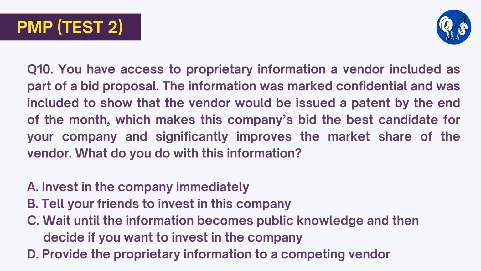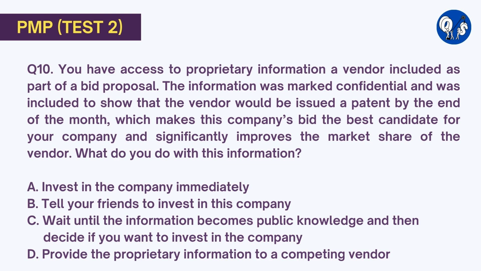Question 10. You have access to proprietary information a vendor included as part of a bid proposal. The information was marked confidential and was included to show that the vendor would be issued a patent by the end of the month, which makes this company's bid the best candidate for your company and significantly improves the market share of the vendor. What do you do with this information?